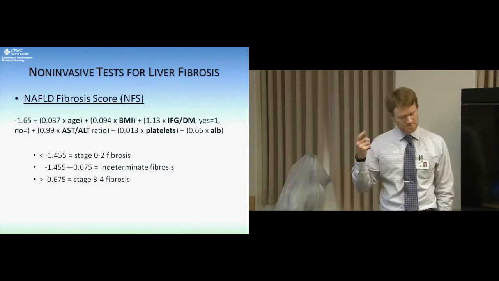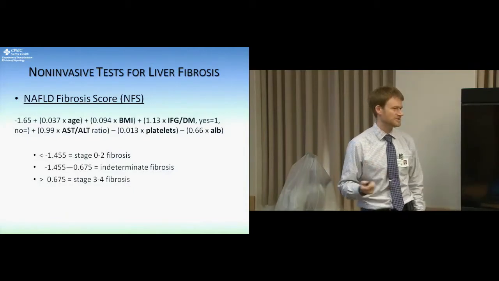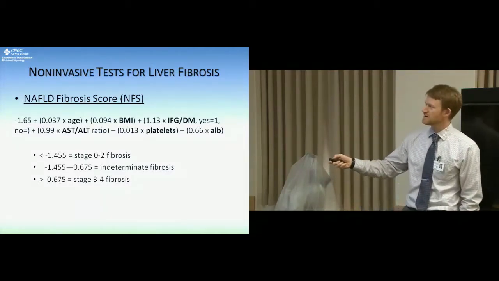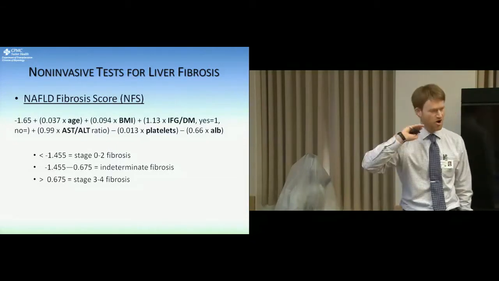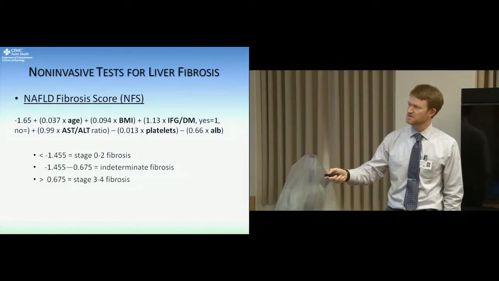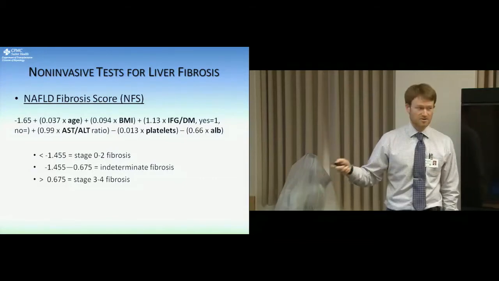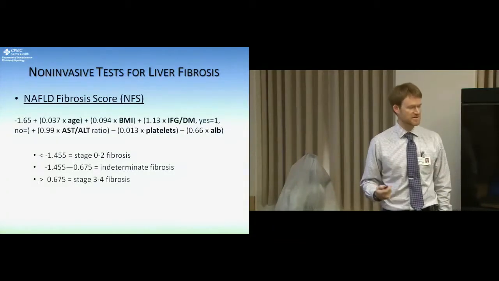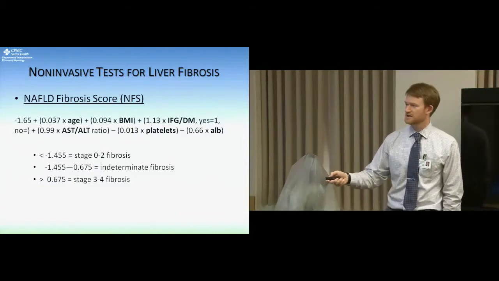Platelets, well, now we're getting into do they have cirrhosis and portal hypertension, so you should pay attention to the platelets, and likewise with albumin. So you plug these in, you get a very awkward result, you have to look it up, but they do have a reasonably good predictive value for those who have no or little fibrosis and those who have advanced fibrosis.